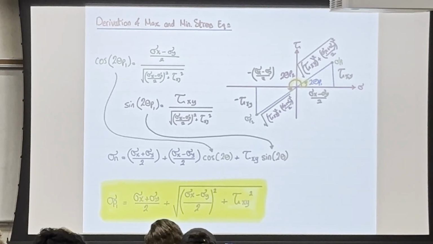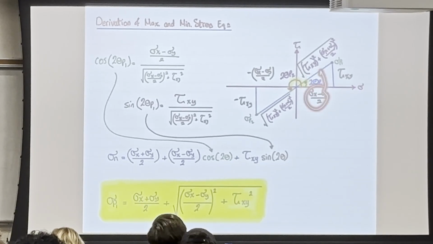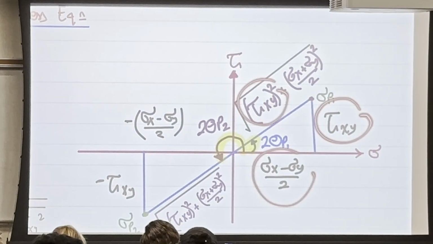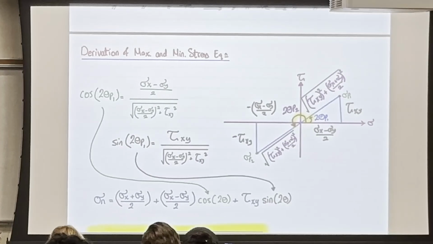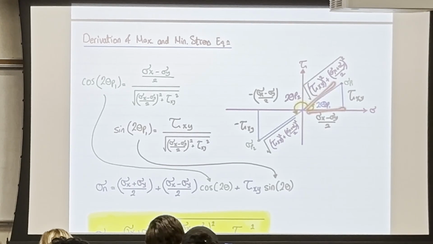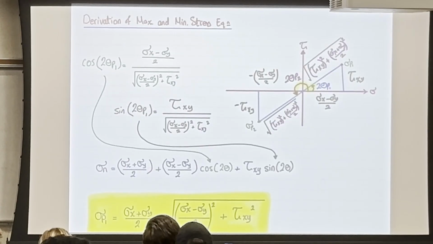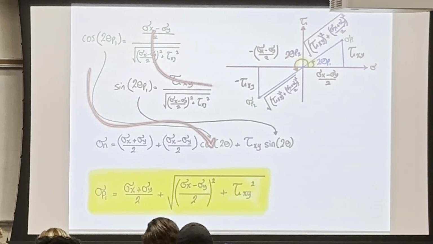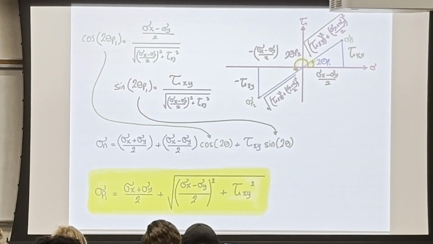Why don't I find the cosine of 2 theta P1, for example, which is going to be the adjacent over the hypotenuse, and the hypotenuse is going to be the square root of tau xy squared plus this term squared. So if I found the cosine 2 theta P1, which is this over that, and the sine 2 theta P1, which is this over the hypotenuse, I can basically substitute them in the sigma n equation.